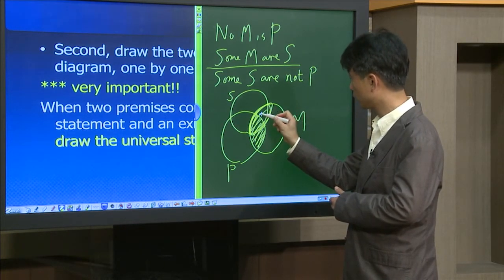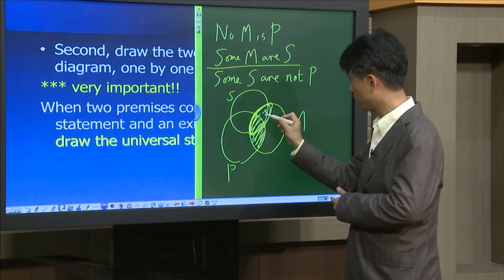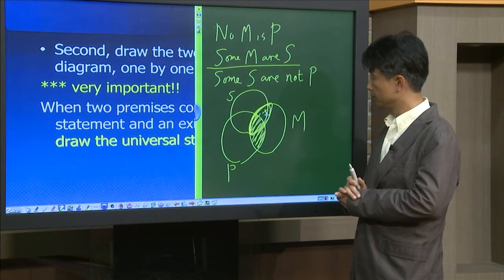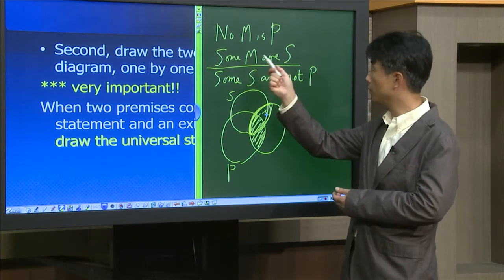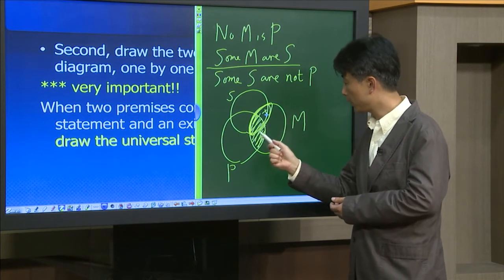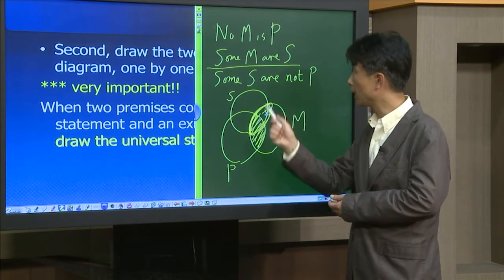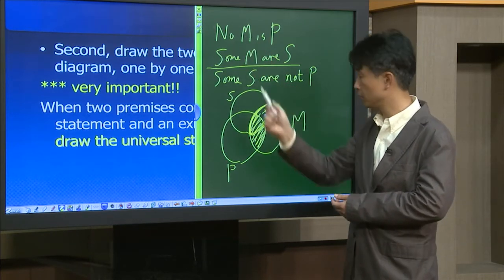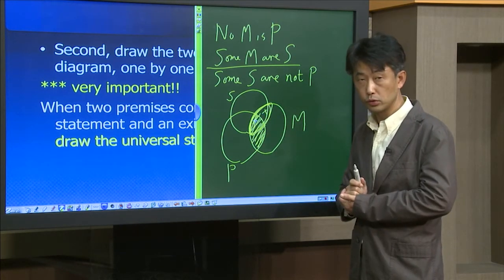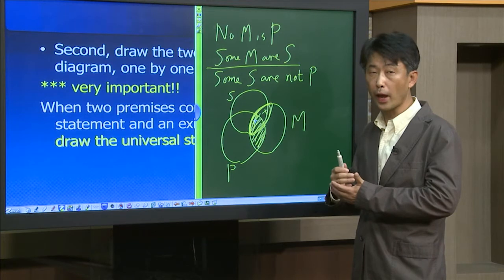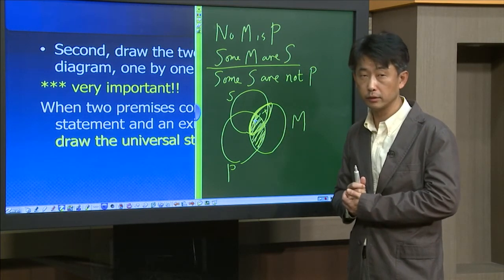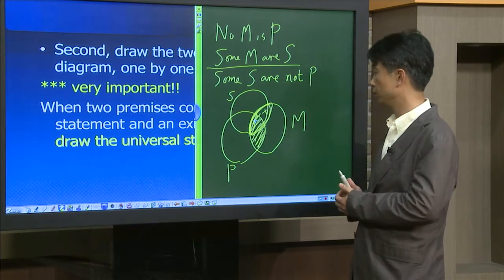Okay? You draw X mark there. Does it make sense? Some M are S means you have to draw X mark somewhere here. But then because of the first premise, half of that is already gone. So you can only draw X mark in the remaining area. That's what you do. Okay? Put X mark there.